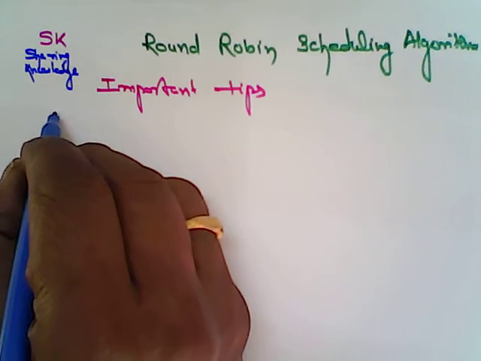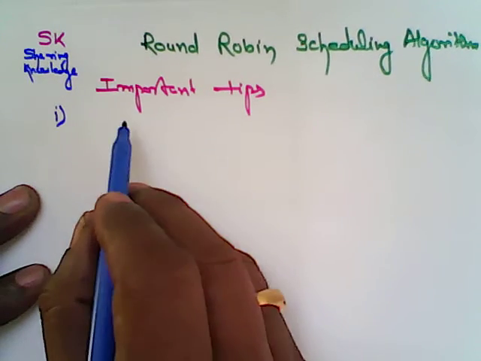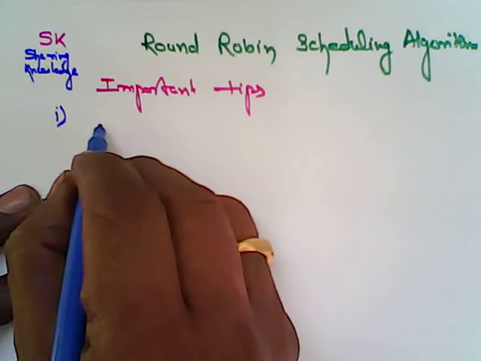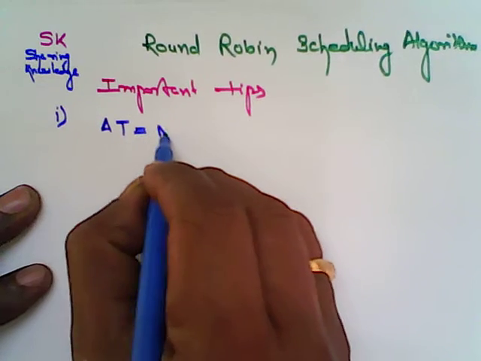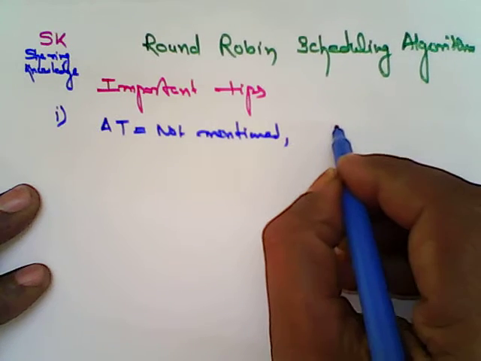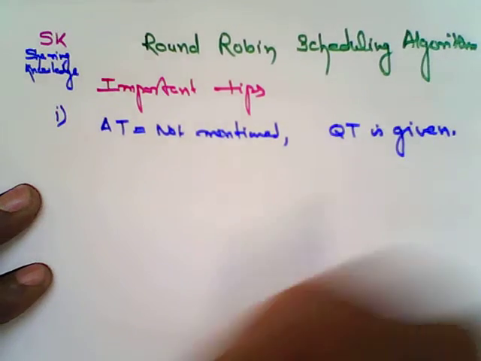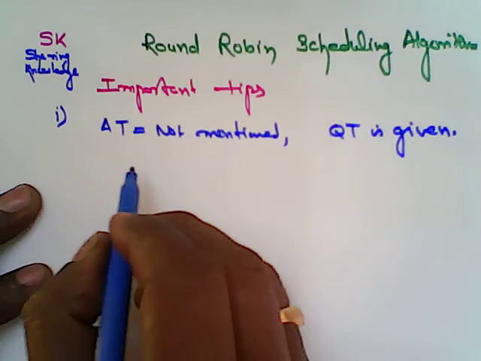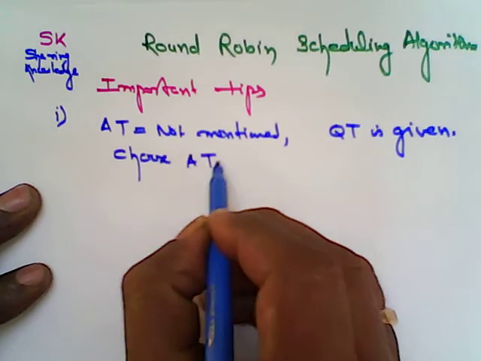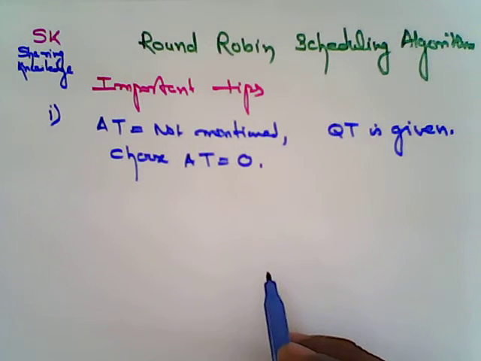Let's take a case. Assume that you have been given a table where the processes are mentioned, but the arrival time is not mentioned, and the quantum time (QT) is given. Under that condition, what will you do? You choose the arrival time AT equal to 0.